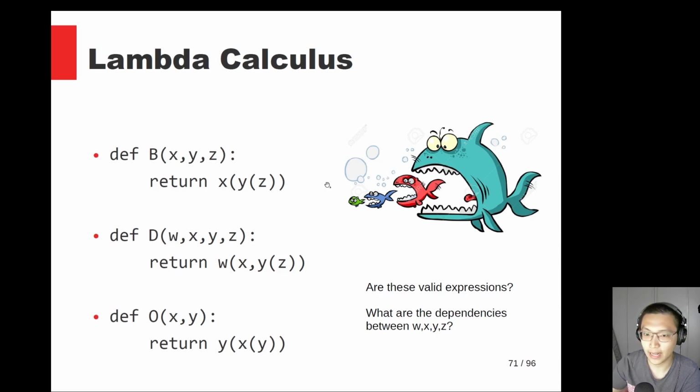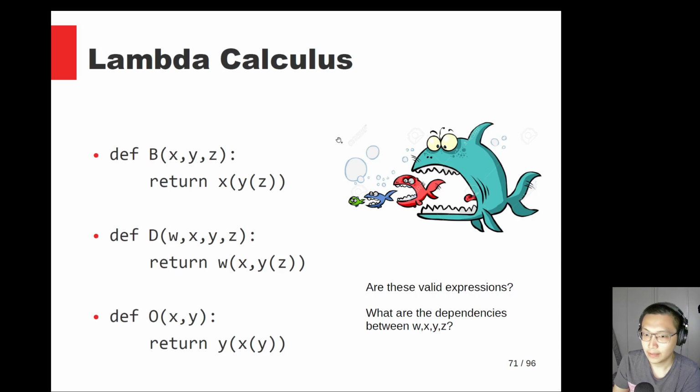A few questions naturally arise. Are these even valid expressions? Do they even make sense? Are they well defined? And also, what are some of the dependencies between W, X, Y, Z? Which of them goes to which one? Which is the input of which one? So I can certainly write down expressions like these, and expressions like these are part of lambda calculus.